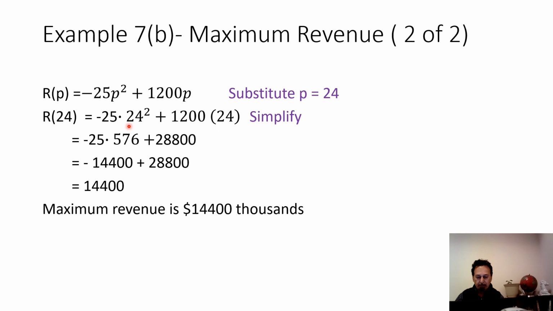Now we simplify. 24 squared is 576, times minus 25, plus 1200 times 24 gives you 28,800. Multiplying minus 25 times 576 gives you minus 14,400, plus 28,800. Simplifying further, it gives you 14,400. So the maximum revenue is 14,400 thousand dollars.